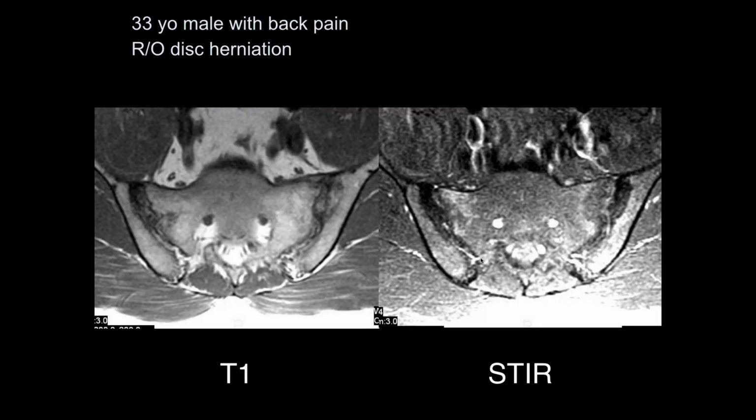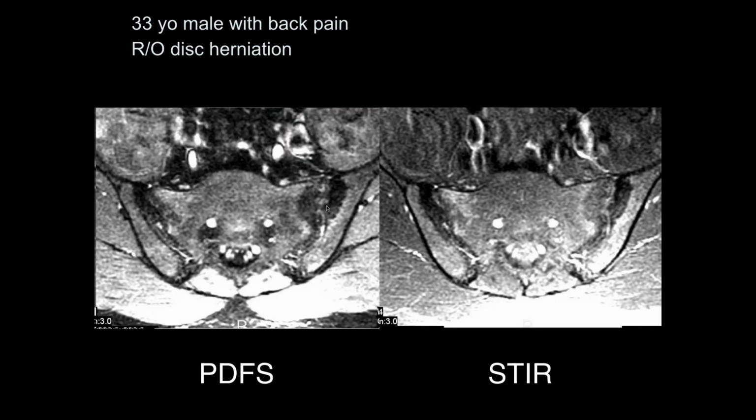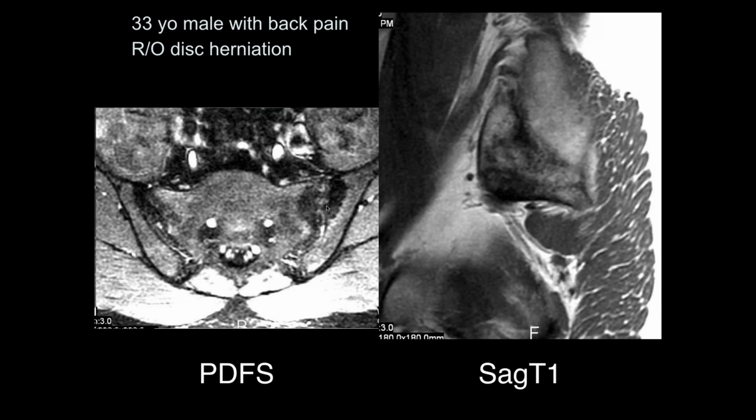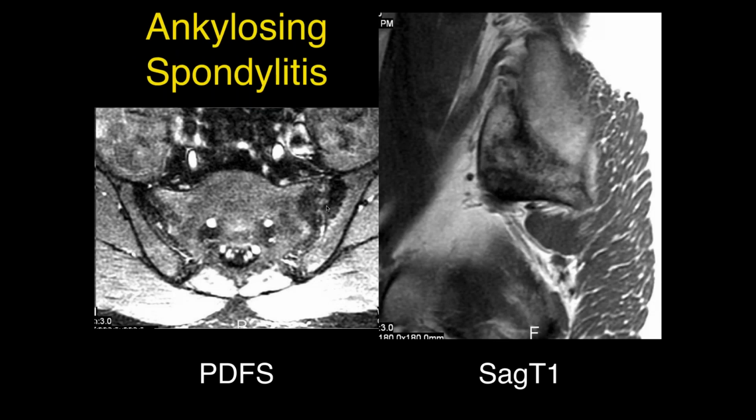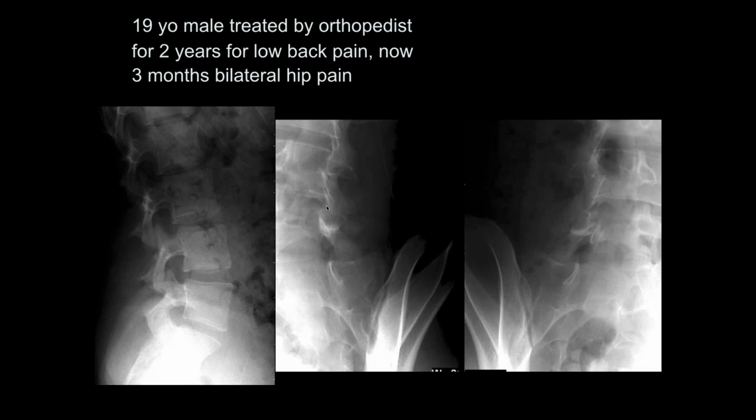And here we can see the extensive erosive changes of the SI joints. And again, you're going to treat this patient, but this will go on most likely to ankylosis. It's way too late in the diagnosis. Extensive erosive changes here in this patient with ankylosing spondylitis. Thomas.